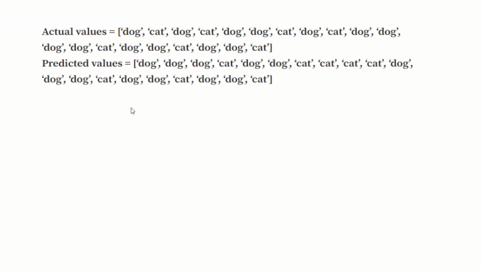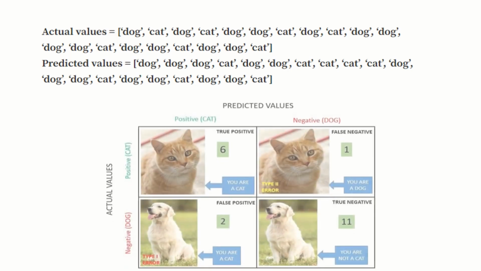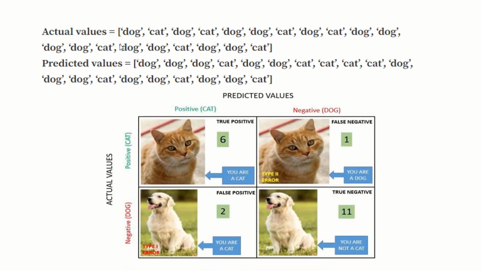Let us suppose we are given an actual values list and also a predicted values list. The actual list contains dog and cat, and the predicted list shows whether we have predicted it correctly or wrong. In total there are 20 values, and let's construct the confusion matrix for the same.